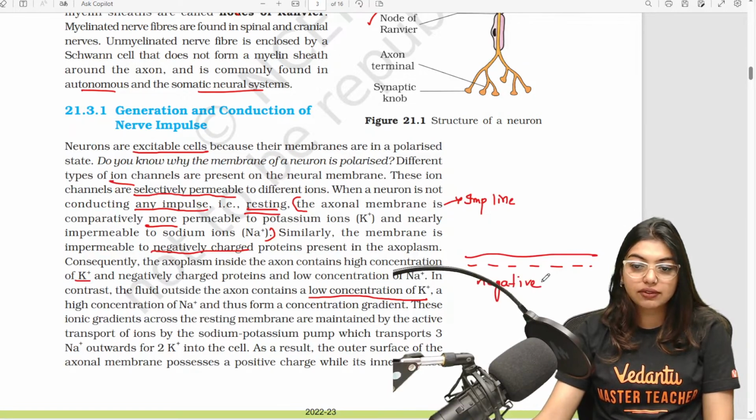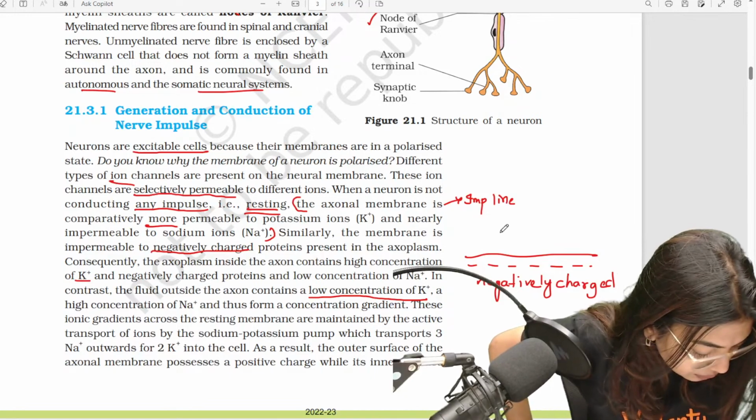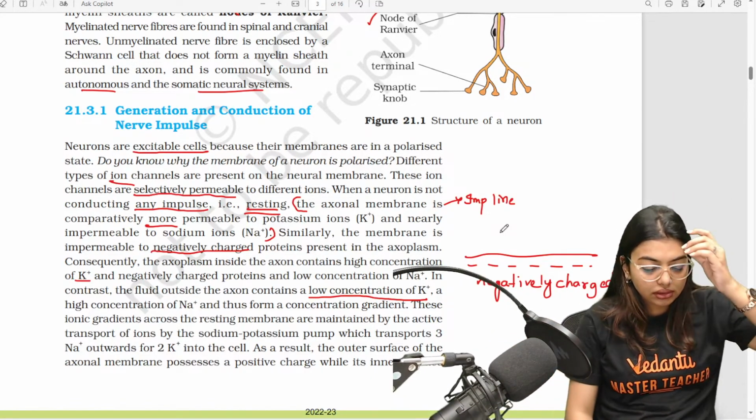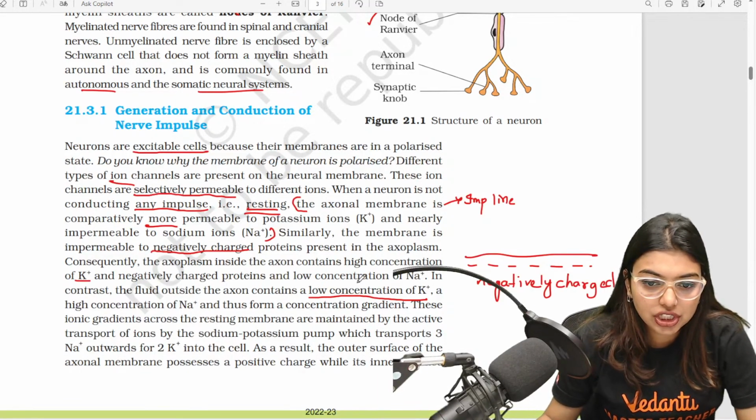Students, I cannot write very well because of the pen, remember that. I'm writing it on this one. Negatively charged protein. So it is going to be impermeable to. Now, negatively charged proteins are low.